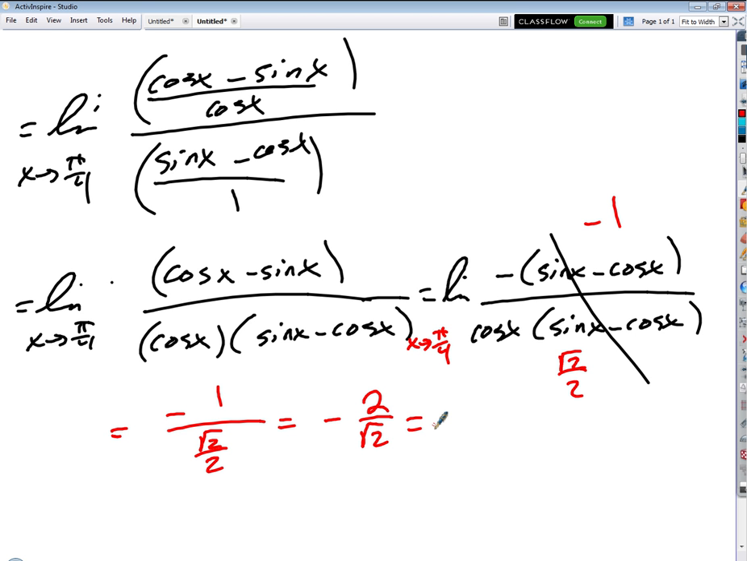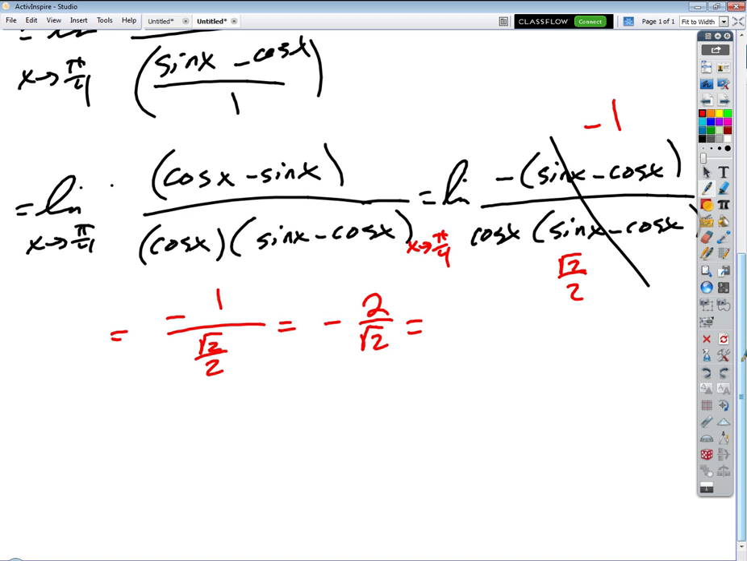A number. What number? Yeah, negative square root of 2, right? Isn't 2 divided by the square root of 2 just the square root of 2? Sure. What's the square root of 2 times the square root of 2? 2, right? Yeah, sure, I can.